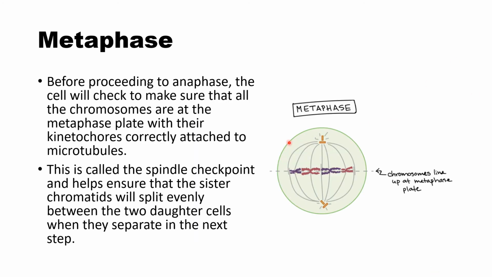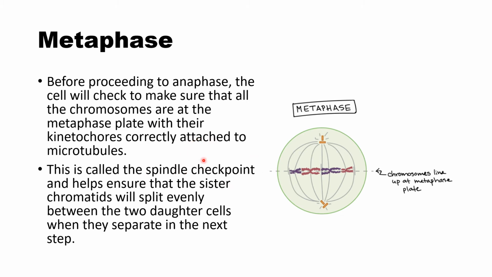So before proceeding to anaphase, the cell will check to make sure that all the chromosomes are at the metaphase plate with their kinetochores correctly attached to microtubules. So this is called the spindle checkpoint and helps ensure that the sister chromatids will split evenly between the two daughter cells when they separate in the next step. So before daw napupunta doon sa third step, which is yung anaphase, parang may checkpoint na magaganap doon sa metaphase part.